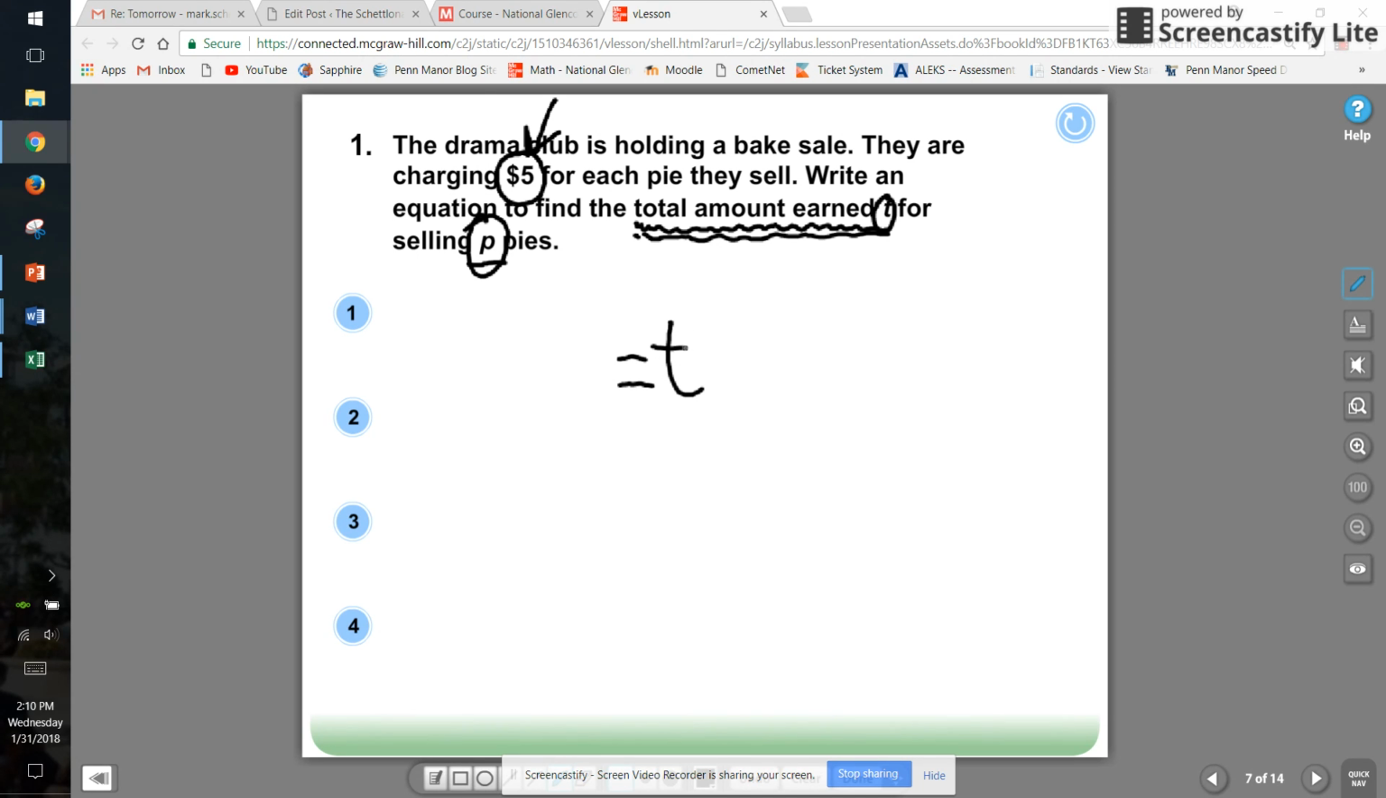That stands for T, the total amount of money I'm going to make. I'm going to say, well, there's a 5. I'm going to multiply that times P, 5P. So let's just see if we can make sense out of this.